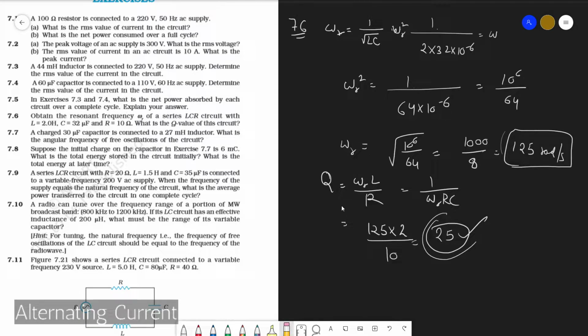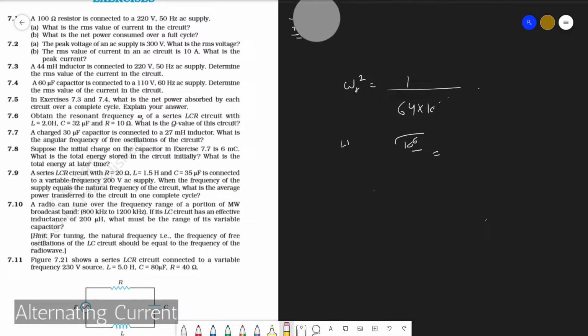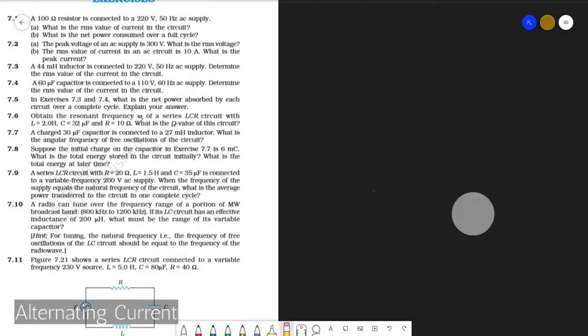So let us move to the next question. These are pretty much direct questions, and in CBSE these kinds of questions will be asked. You need to remember and directly apply the formula. These are pretty easy to solve. Your preference must be numericals first because these are very scoring. You can score full marks easily. So let us now move to the next question, the 7.7 question. It says a charged 30 microfarad capacitor is connected to a 27 millihenry inductor.